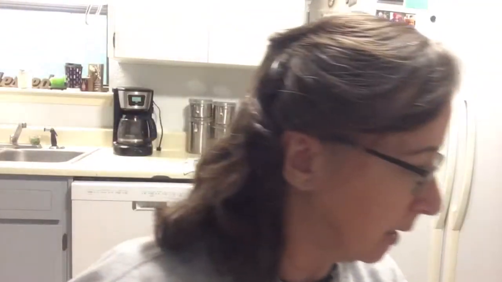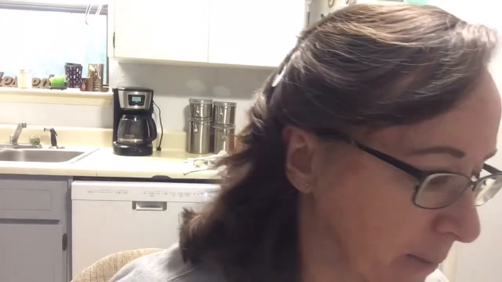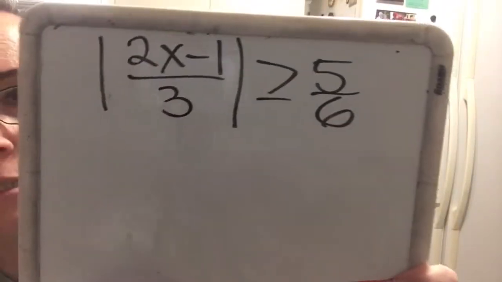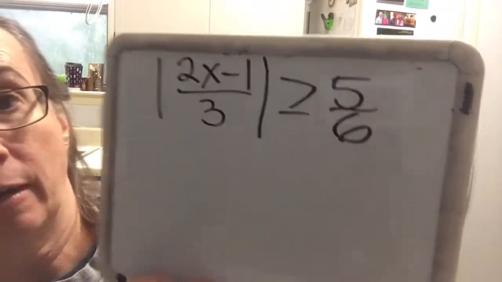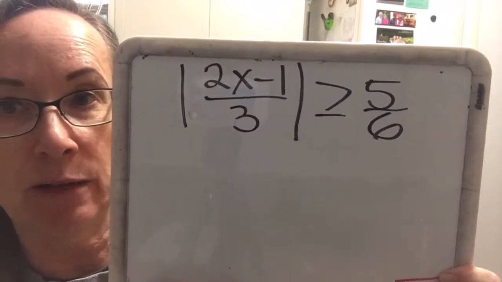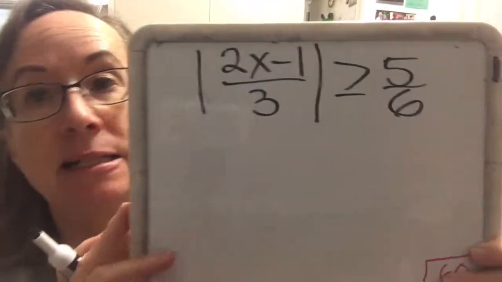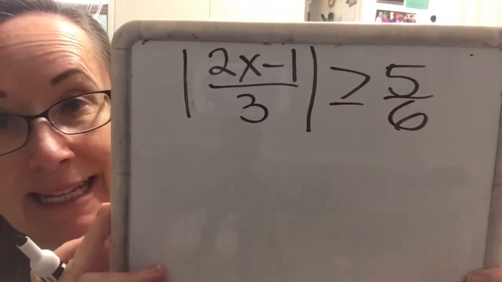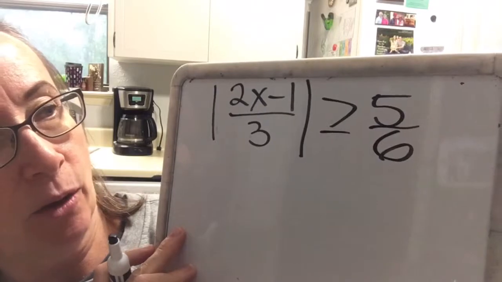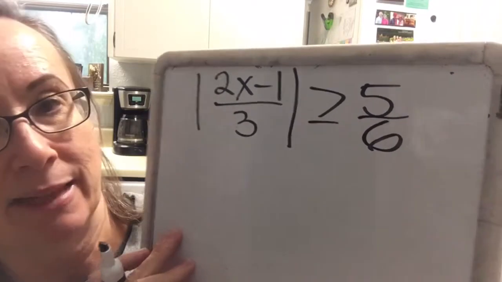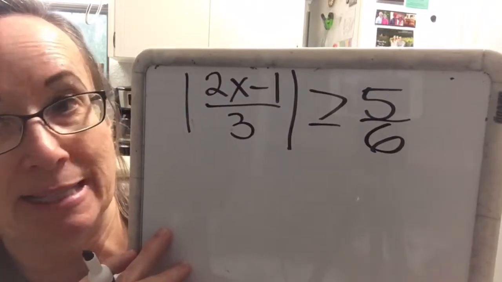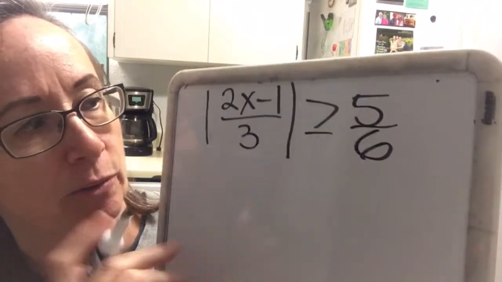All right, so now we're going to go to problem number 60. Problem number 60 is a greater than. So when we think of a greater than, it's going to go on both ends. It's not going to be in the middle like a less than is. I'm going to write this as two inequalities because it's going in two different directions.